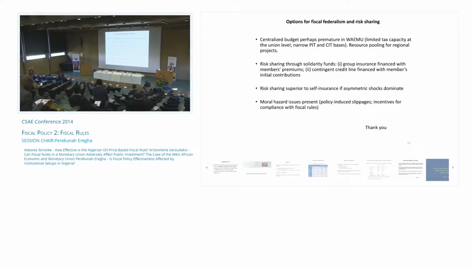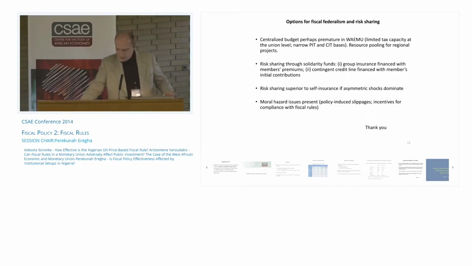Thank you. I forgot to mention that we did the standard Hansen J test for the validity of the over-identifying restrictions. In our case, we have 7 over-identifying restrictions. And as you can see in the last row, the J statistic indicates that the instruments used are overall valid.